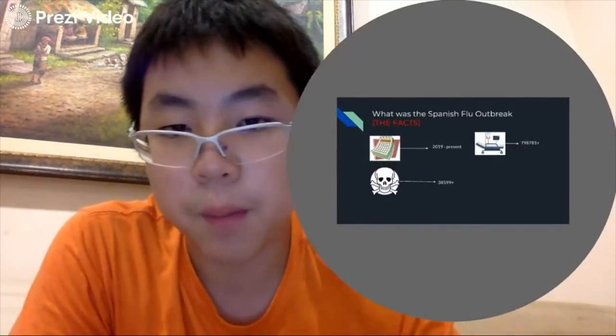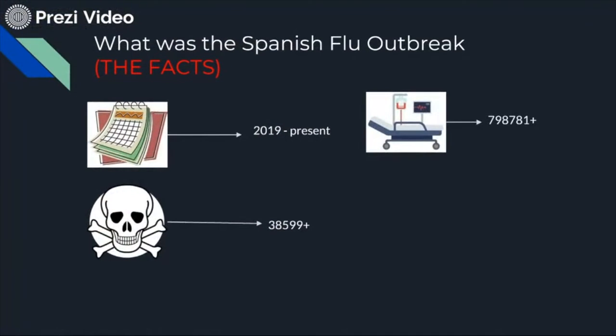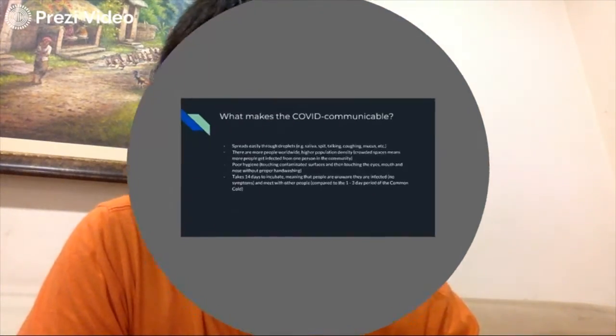COVID-19 is an ongoing pandemic. There's also another alternative name to it called SARS-CoV-2. Here are the facts of COVID-19. The COVID-19 pandemic, as I said, started in Wuhan, China in November 2019. On the 31st of December 2019, Chinese officials broke the news to the world of this pandemic. By March, the World Health Organization, the WHO, had escalated the epidemic into a pandemic. As of the time of reporting, 1st of April, there are 789,781 cases of COVID-19 and 38,599 deaths from the COVID-19 pandemic.